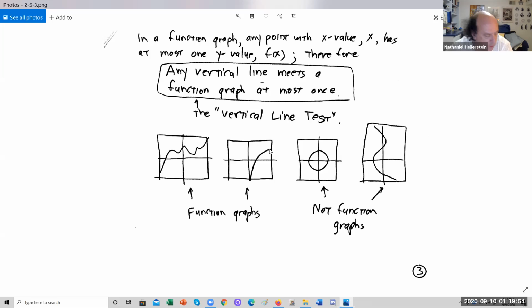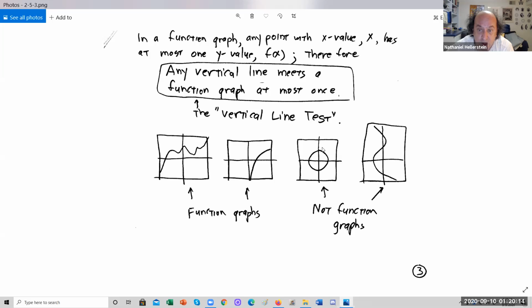Here is a graph of a function. Later we'll meet it. It's called the graph of the logarithm. Each vertical line hits it at most once. For any vertical line where x is negative, it doesn't hit it at all. The domain of this function is the positive x values only. Still, it is a function.